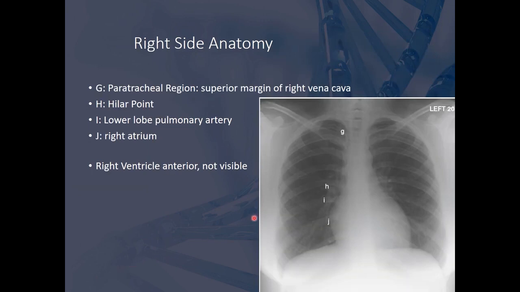Now the right side here, you have the paratracheal region. Again, here's your hilar point correlating to the right side here. You have your pulmonary artery here. And then this side here correlates with your right atrium. You do not see the right ventricle because it's anterior and superimposed, so it's not readily visible by a border.